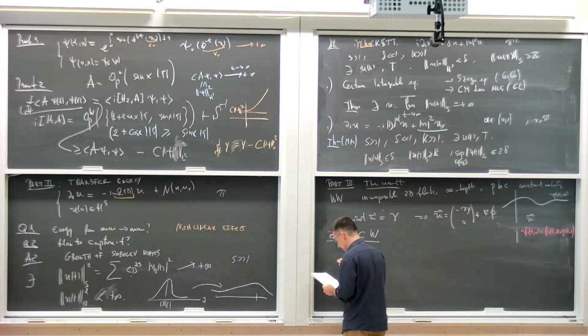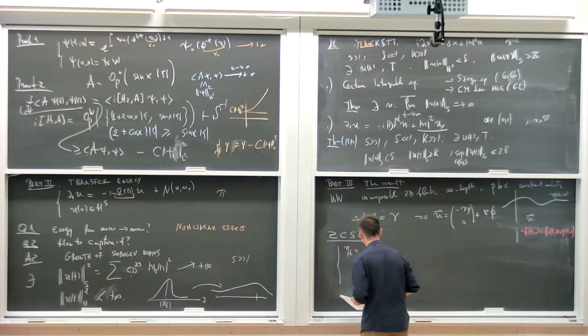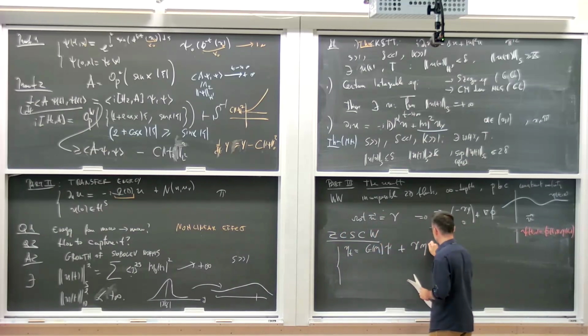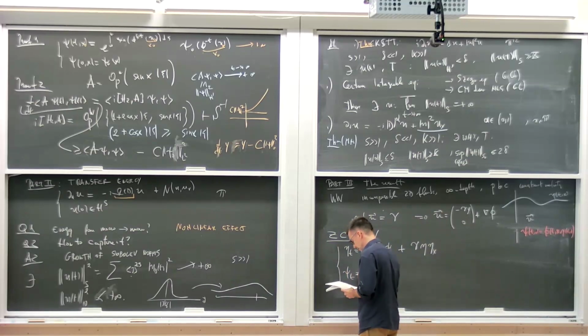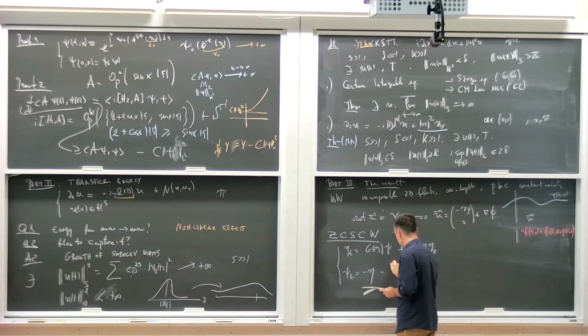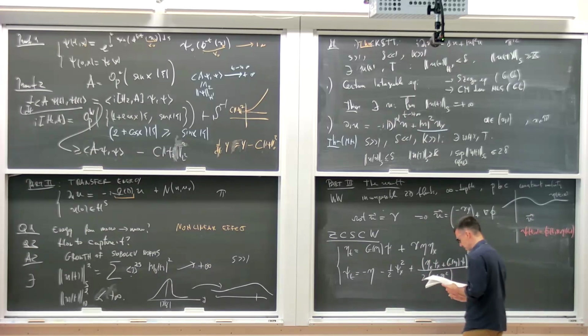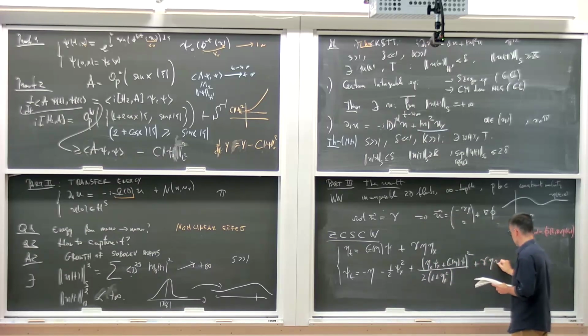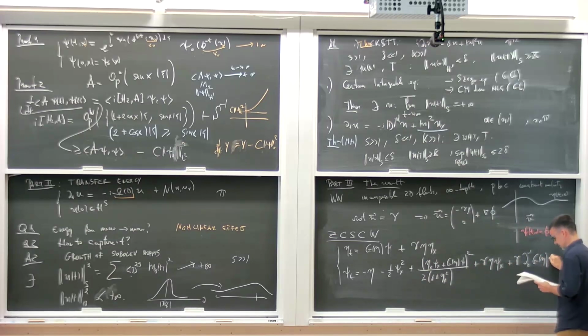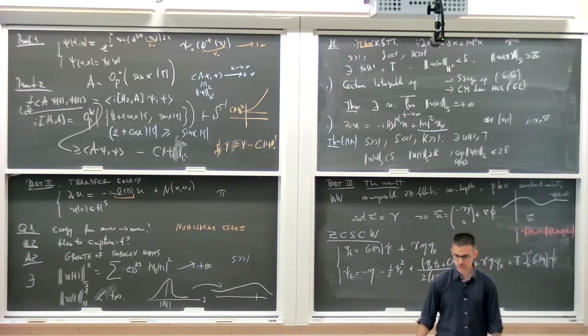So the water waves with constant vorticity in 2D are this system of fully nonlinear PDE: eta_t equals G(eta)psi, this is the usual one, plus gamma eta eta_x, and psi_t equals minus eta, I'm taking the gravity 1, minus 1/2 psi_x squared, plus (eta_x psi_x plus G(eta)psi) squared divided by 2(1 plus eta_x squared), plus gamma eta psi_x plus gamma partial_x^{-1} G(eta)psi. So these are the equations.